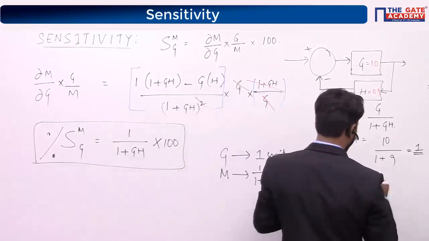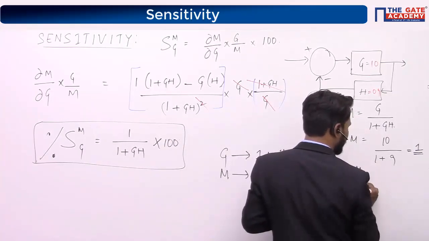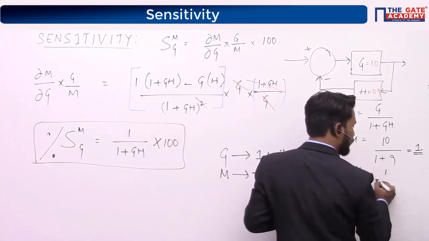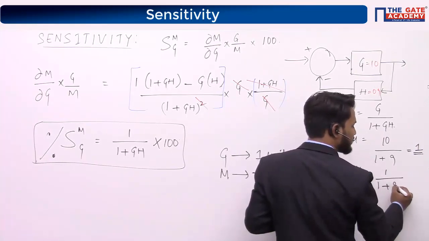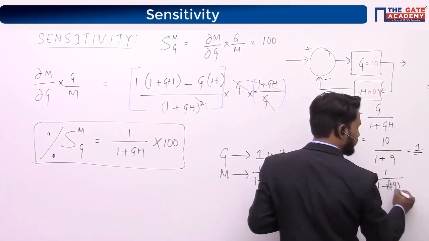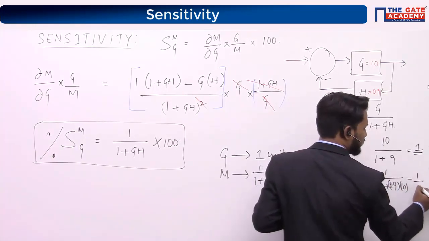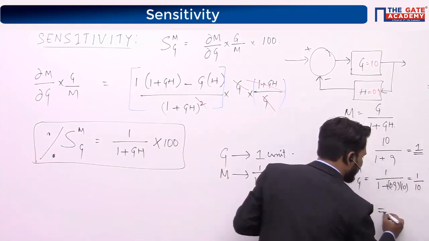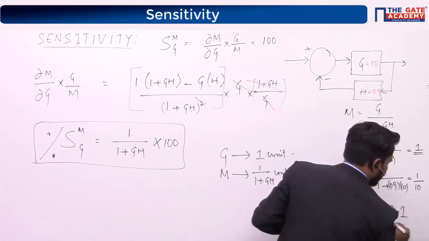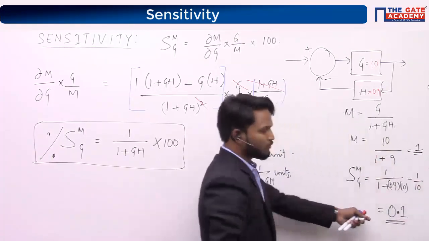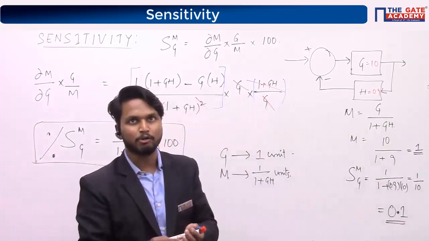Sensitivity of the overall transfer function with respect to G is 1 by 1 plus GH, which is 1 by 1 plus 0.9 into 10, that is 1 by 1 plus 9, that is 1 by 10. 1 by 10 means 0.1, right? So what does this calculation say?